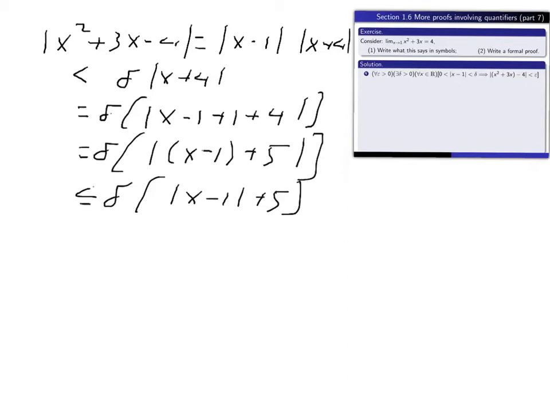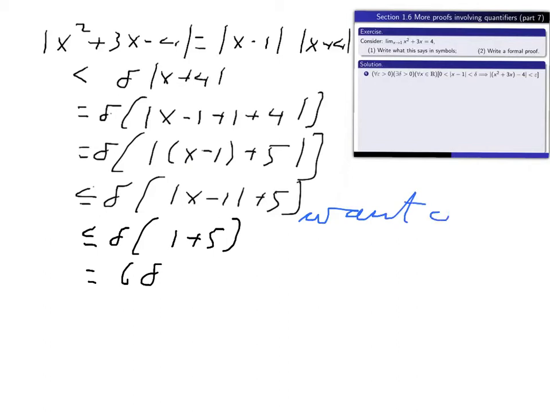Now we know that the absolute value of x minus 1 is smaller than delta. So if I chose my delta to be less than or equal to 1, or any number, I can pick anything, but 1 is convenient. If I knew that that was less than or equal to 1, then I'd have a 1 here, and I'd get 6 delta. So the first condition that I want is that my delta be less than or equal to 1. That's something that I can arrange for.